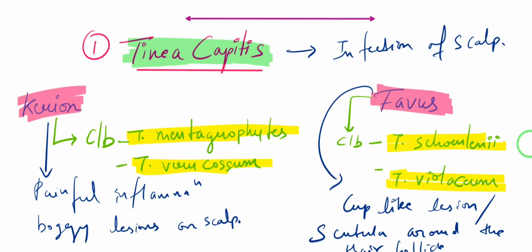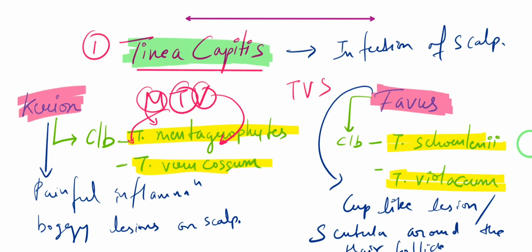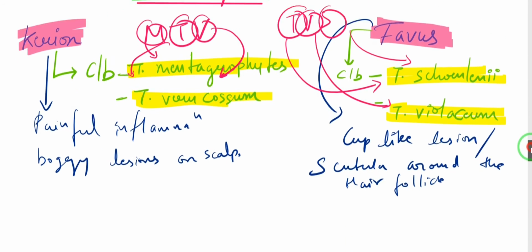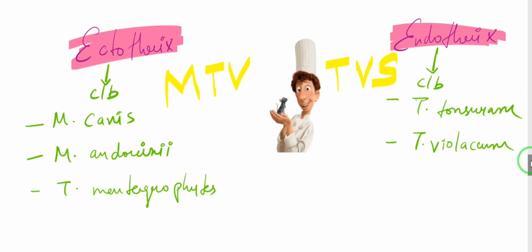So how to remember them? There is a little bit of a mnemonic. We all have watched MTV in our times. From T we have Trichophyton, from M we have mentagrophytes, from V we have verrucosum. So MTV you can remember for kerion, and for favus we can remember it by TVS. TVS is maybe a type of scooty. From T we have again Trichophyton, from V we have violaceum, and from S we have schoenleinii. The next two types of tinea capitis are ectothrix and endothrix.